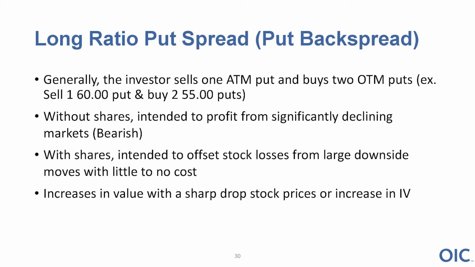If we do a ratio put back spread with shares, we're simply looking to limit our losses from a large downside move with little to no cost. So we're looking to have that protection and not have it cost as much. And lastly, anytime we're long more contracts than we're short, we have a long vega position, meaning that if implied volatility goes up, that's going to help us. And if implied volatility goes down, that's going to hurt us.